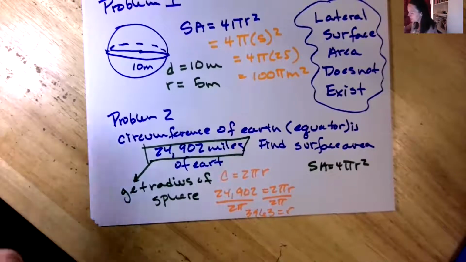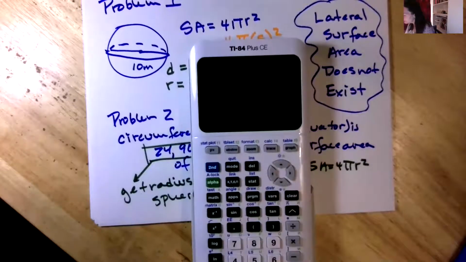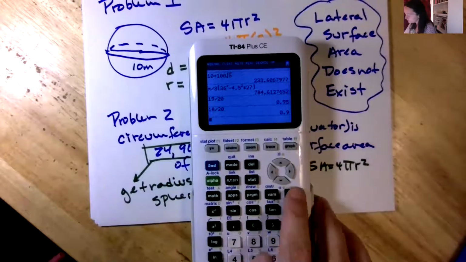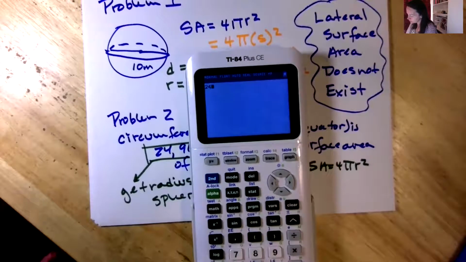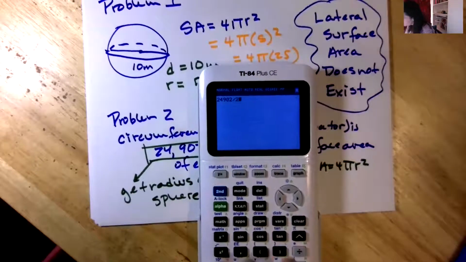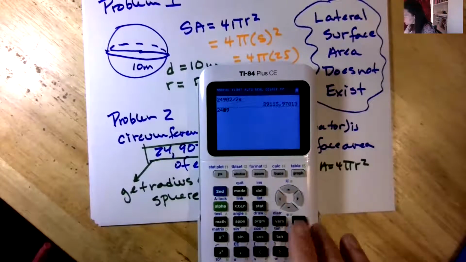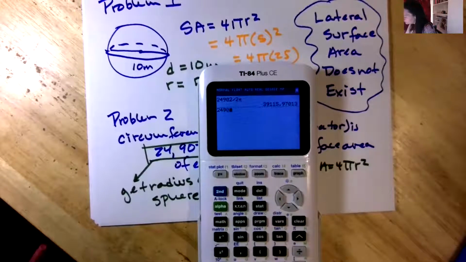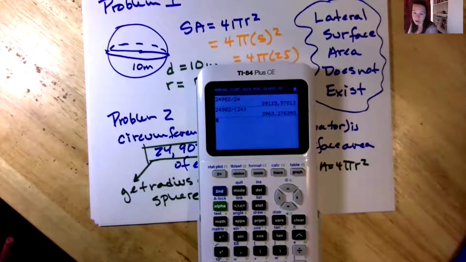When you put this into your calculator, it's really important that when you do 24,902 divided by 2 second function pi, that's the answer you get. However, if you do 24,902 divided by parentheses 2 second function pi close parentheses, that's the answer you get.